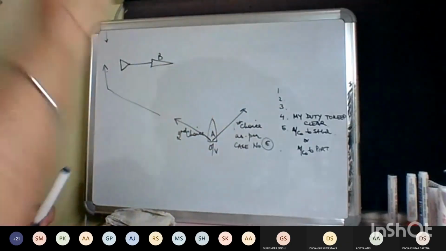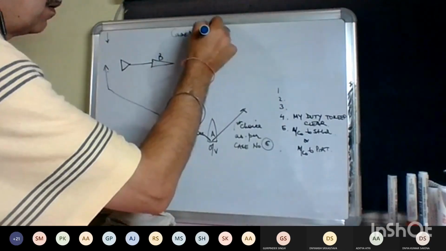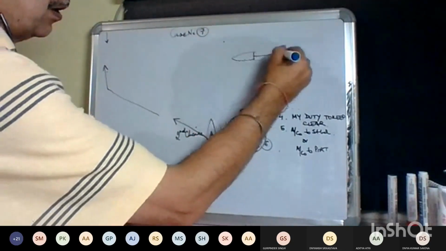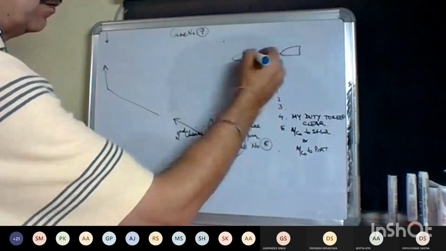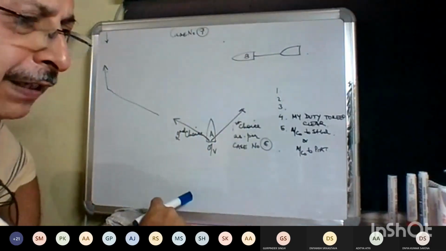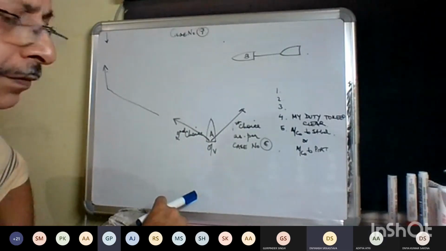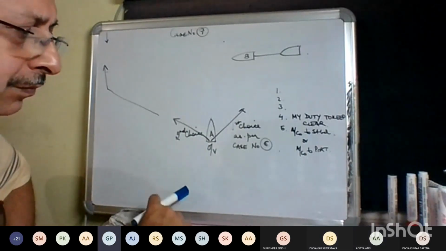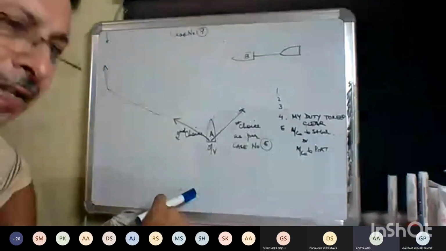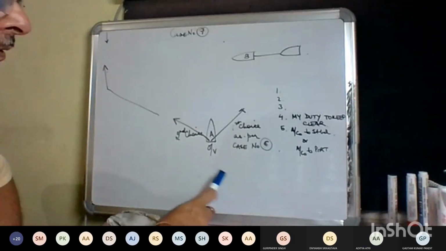Now I am giving you case number 7. The same vessel is coming from here, same story. Which one will you prefer and why? Sir, again starboard alteration. Same story. First choice starboard, as per case number 6.